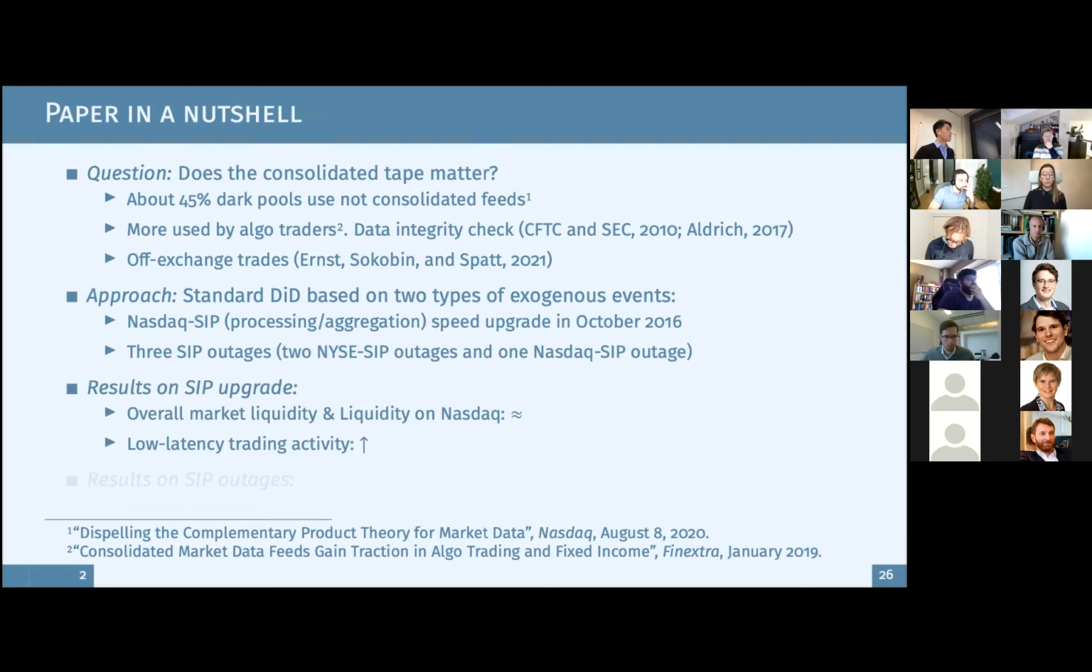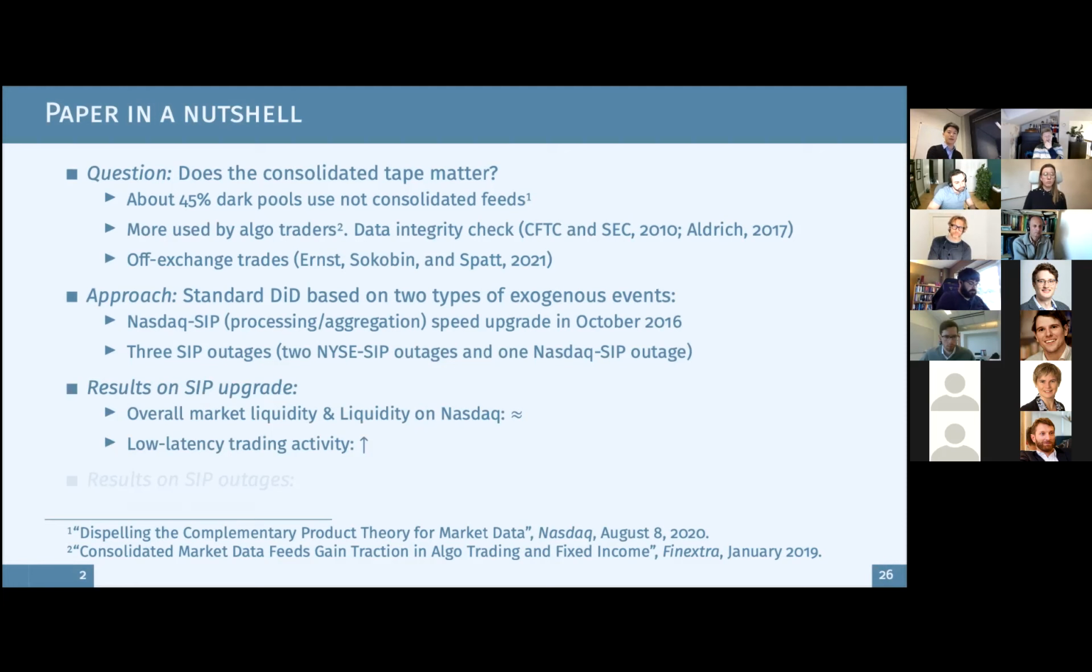So here's a very quick preview of the results. First, on the SIP upgrades. What I find is that there's no significant impact of an upgrade on the overall market liquidity or the liquidity on NASDAQ. I will talk more about why I also want to look at liquidity specifically on NASDAQ. But although there's no impact on liquidity, I found that low latency trading activity increases significantly after the SIP upgrade.